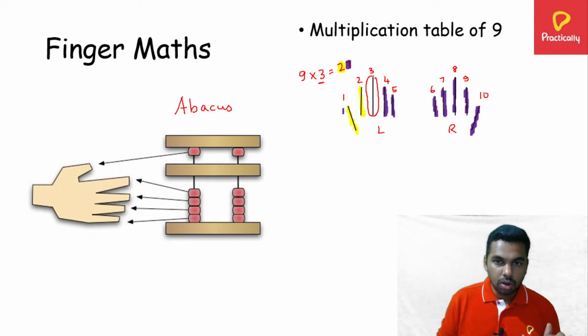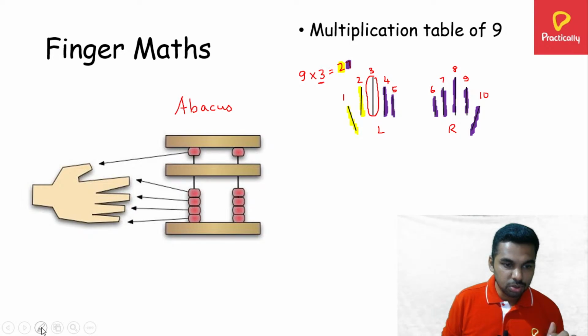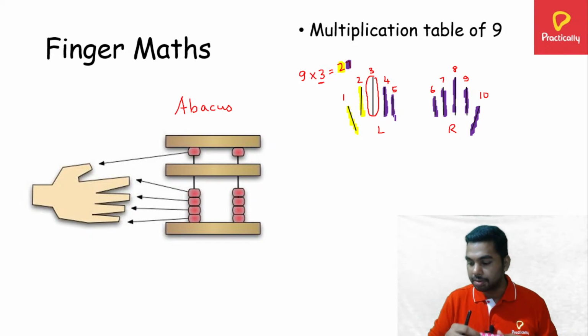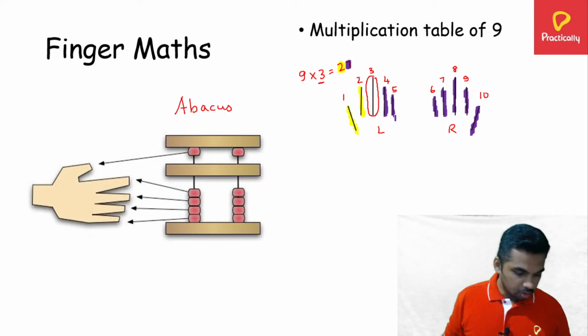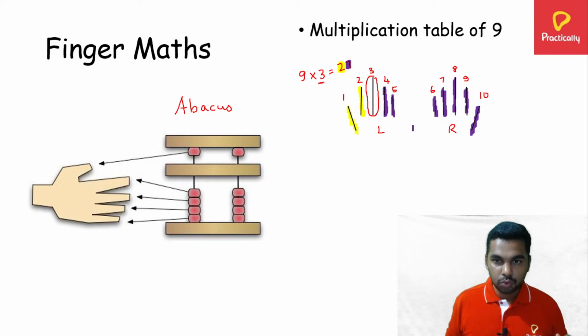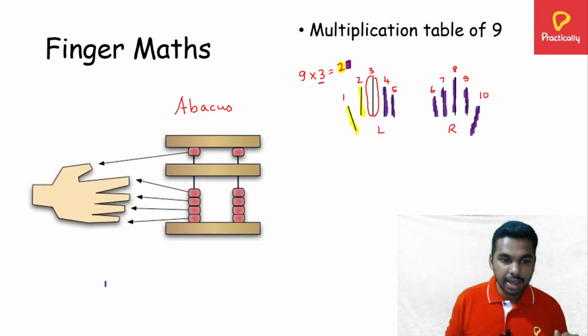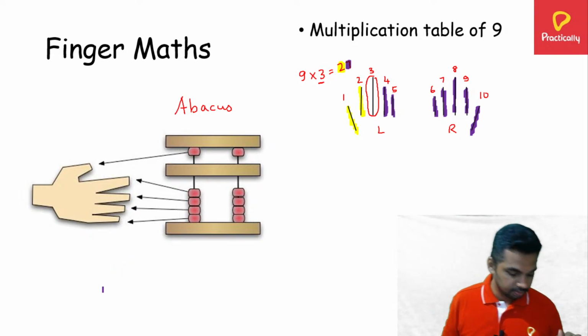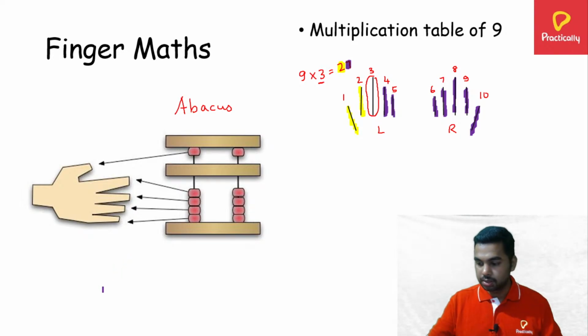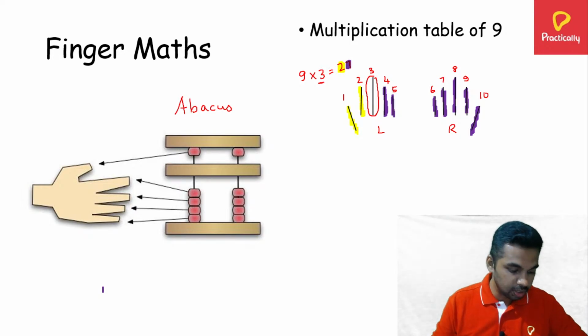Okay. Oh, I think I erased the 7 also. So the number of fingers in the right hand side is 7. That's why the answer is 27. Okay. So hope you understood now. Now I'll ask all of you, what is 9 multiplied by 6? You can use your fingers, and after that I'll explain using a demonstration.